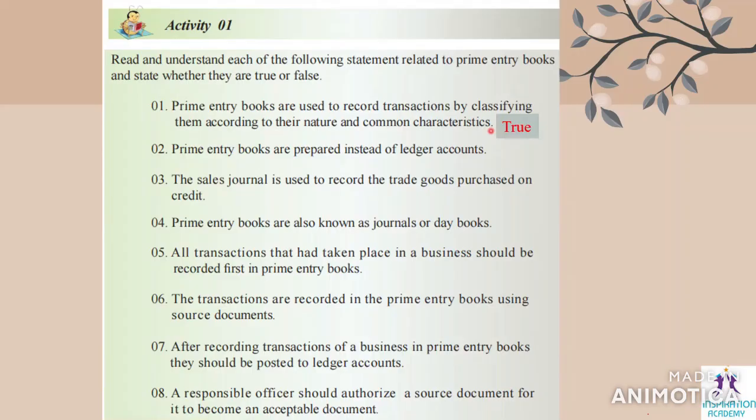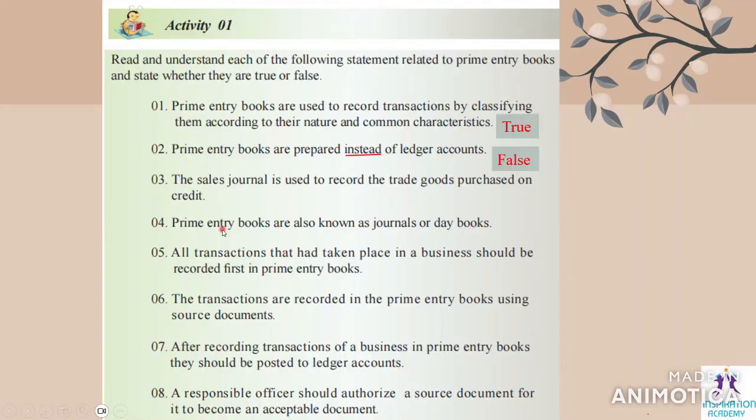Okay, then, prime entry books are prepared instead of ledger accounts. No, prime entry books are not prepared instead. The word instead is the problem here. From the prime entry books, we prepare the ledger accounts. That is the thing. So that is false.